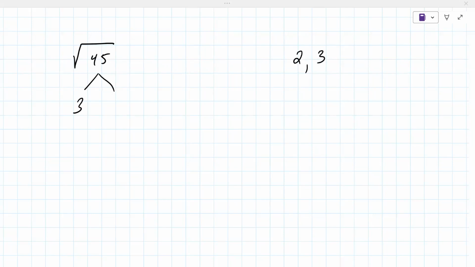3 works, right? 3 and 15. Good. And then 3 and 5. Good. So what is your final answer? 3 on the outside, 5 on the inside. Yeah, 3 square root 5 is how you would say that. So good.